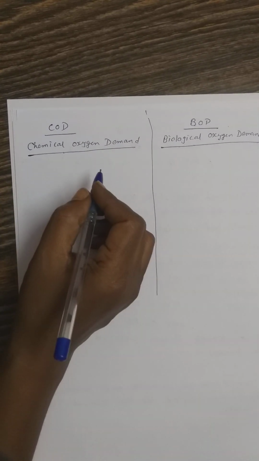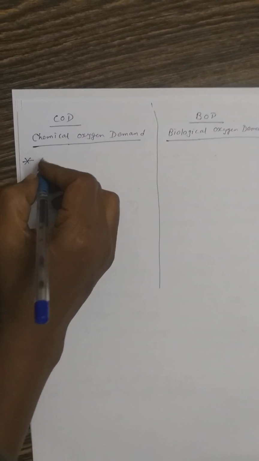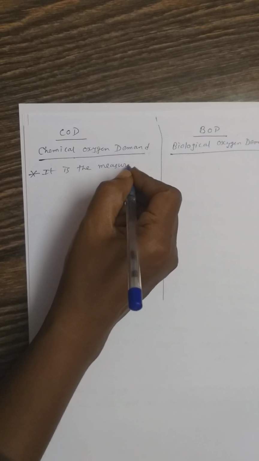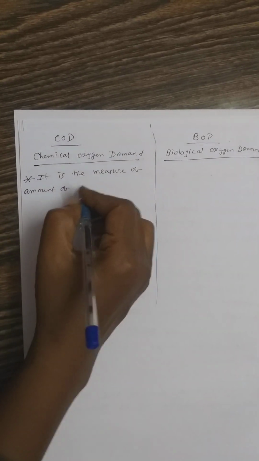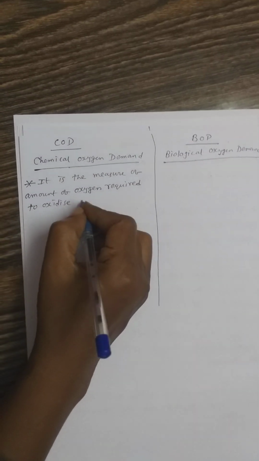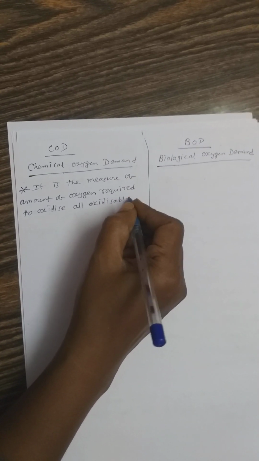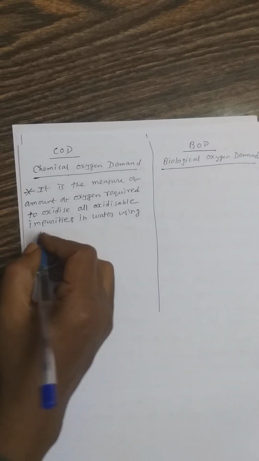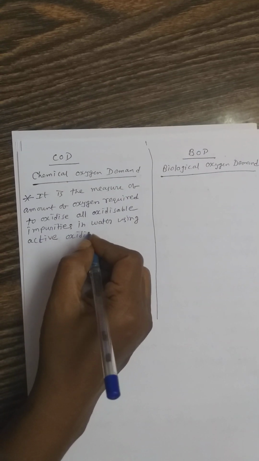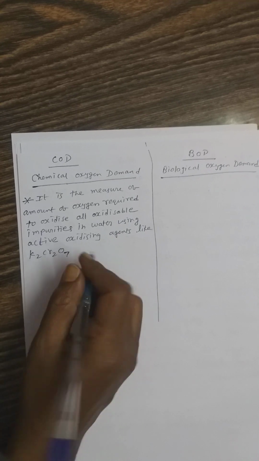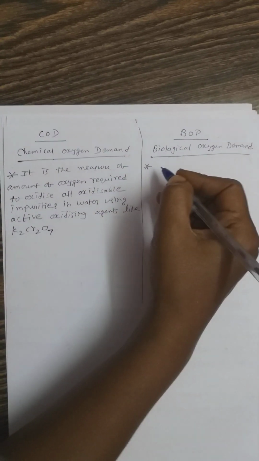The difference between chemical oxygen demand and biological oxygen demand is: chemical oxygen demand is defined as the measure of amount of oxygen required to oxidize all oxidizable impurities in water using active oxidizing agents like potassium permanganate or potassium dichromate.